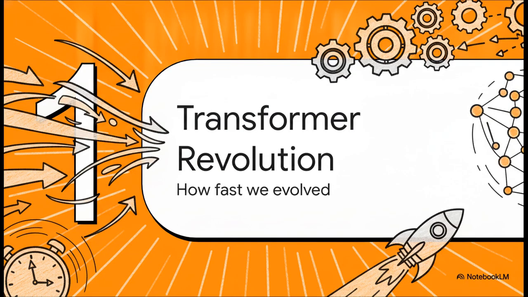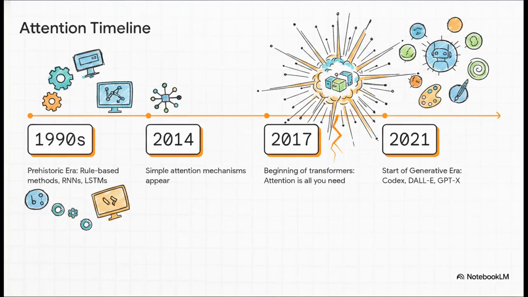So, let's hit section 1, the Transformer revolution, and look at just how amazingly fast we've evolved. If we rewind back to the 1990s, well, we were basically in the prehistoric era of AI language models. We were heavily relying on rigid, rule-based methods and architectures like RNNs and LSTMs. Fast forward to 2014, and we start seeing these simple attention mechanisms pop up. But the absolute earthquake? That happened in 2017.